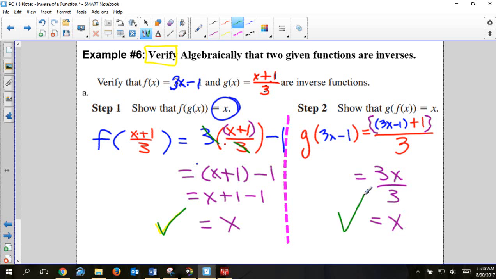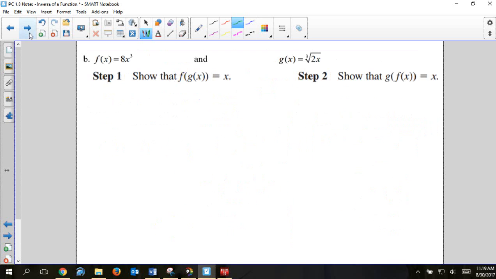Okay. So when I say verify, I'm looking for all this work. I'm not looking for you to just take the equation and find the inverse. I'm looking for you to show that they undo each other and equal x. So we got 2 more examples, same stuff. Let's do the next example.